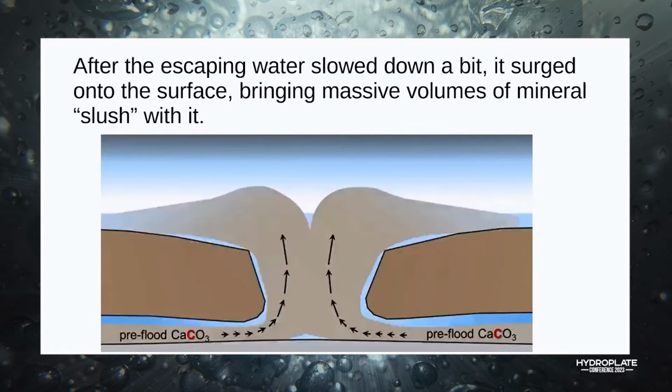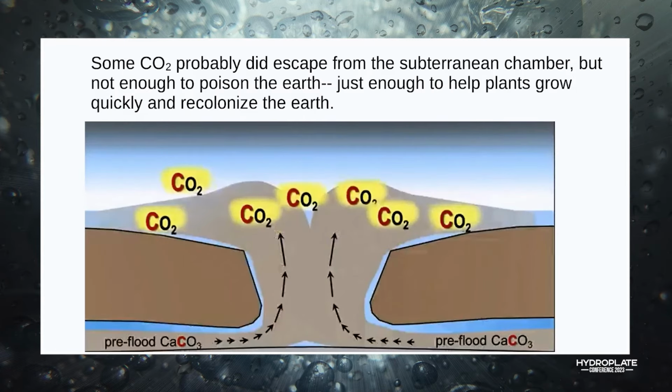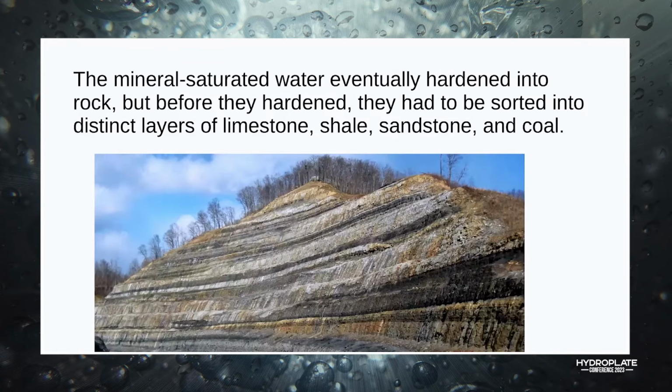So after the escaping water slowed down a bit, it would have surged onto the surface, bringing massive volumes of mineral slush along with it. So all this preformed calcium carbonate and many other things could come to the surface. Now, some carbon dioxide probably did escape from the chamber, but not nearly enough to poison the earth, probably just enough to help the plants to recolonize the earth.